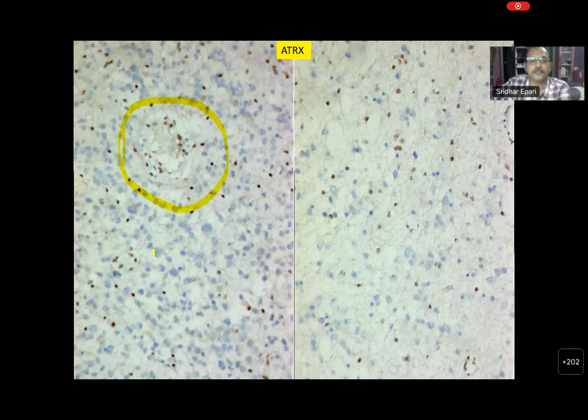You can see the tumor cells are ATRX loss. So what does it tell you once ATRX is lost? It's an astrocytic tumor. It is not an oligodendroglial tumor. It's definitely astrocytic, your impression of astro. At this point, what is your diagnosis? Will you be able to add any more?